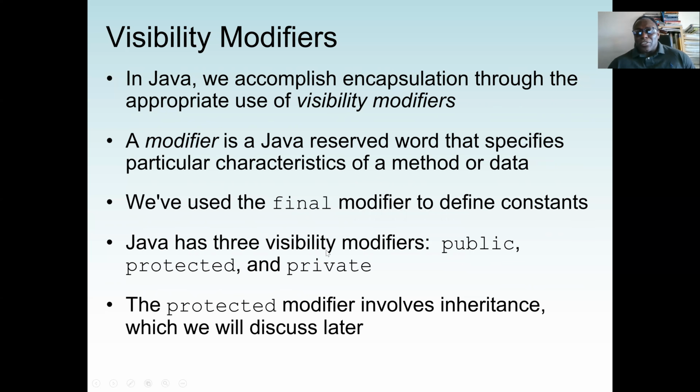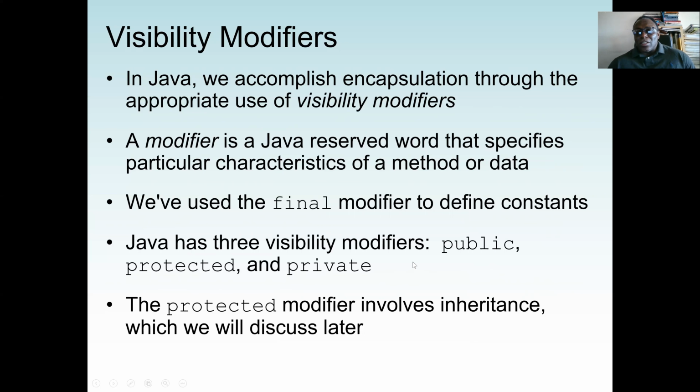Java has three visibility modifiers: public, protected, and private. In order to enforce the encapsulation concept in object-oriented programming, we use these visibility modifiers: public, protected, and private.